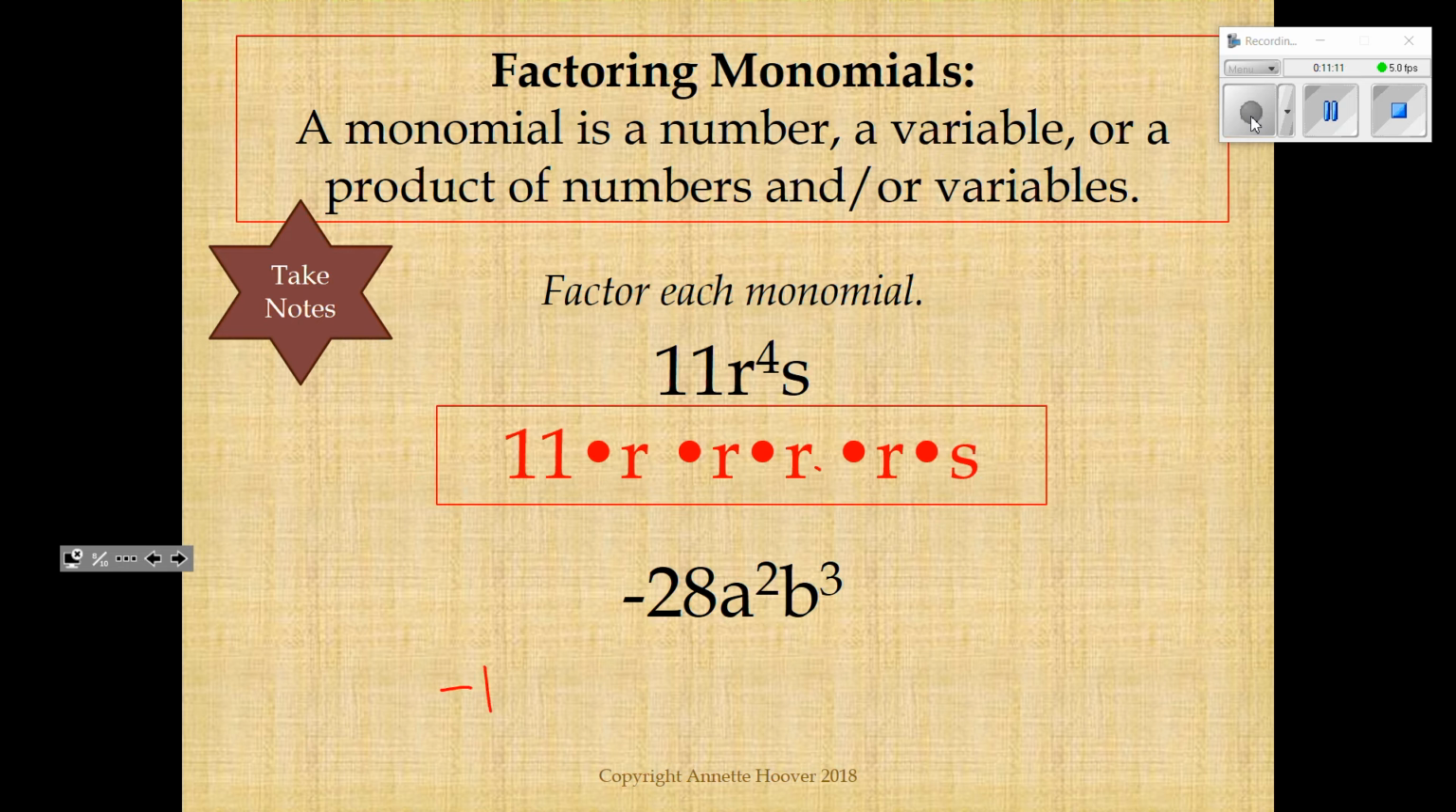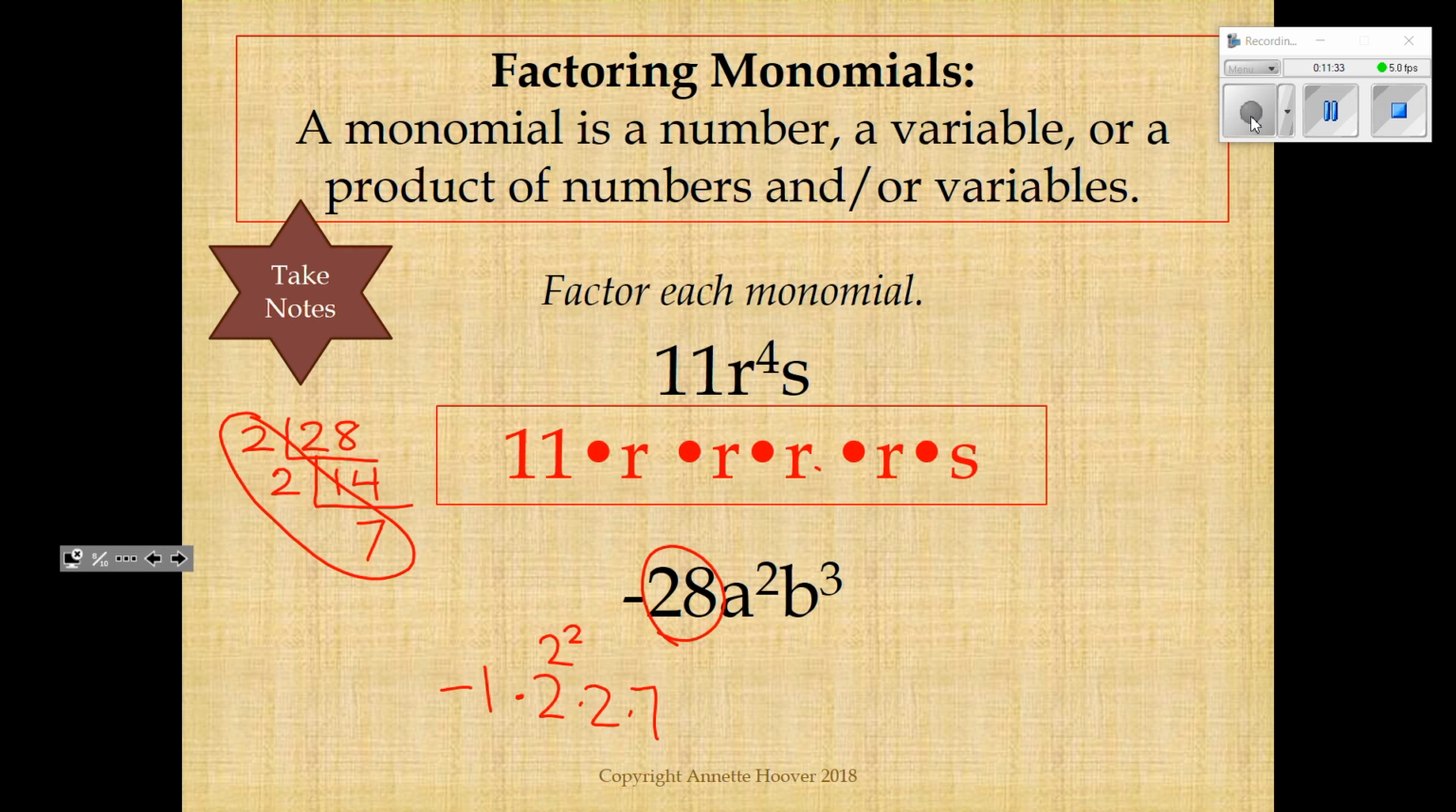In our next example, we have a negative number, so we know we're going to start with a negative 1. Then we have the number 28. That's not prime, so if we break it down really fast, 28 is even, divide by 2, which is 14. 14 is even, divide by 2, that's 7. 7 is a prime number. So we see here the prime factors. So we write down 2 times 2 times 7, or right here in its place, you can write 2 squared.